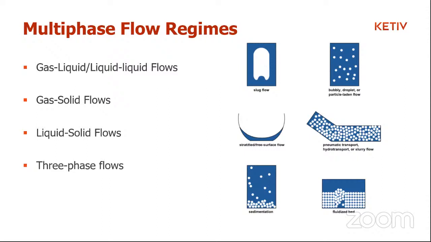So having talked about the classification, let's talk about the basics of how to go about categorizing these multi-phase flows. Like I said earlier, you could look at the classification on the basis of what phases you have in your flow regime. You could have a gas-liquid or a liquid-liquid flow. You could have a gas-solid flow. You could have a liquid-solid flow, and you could have a flow in which all three phases exist in some form or another, right?